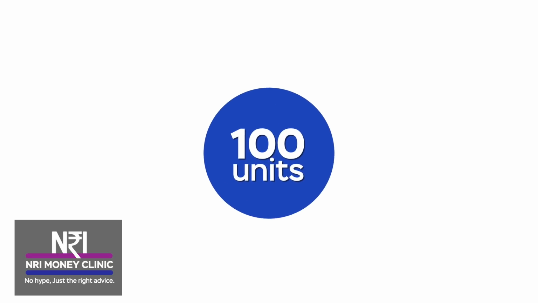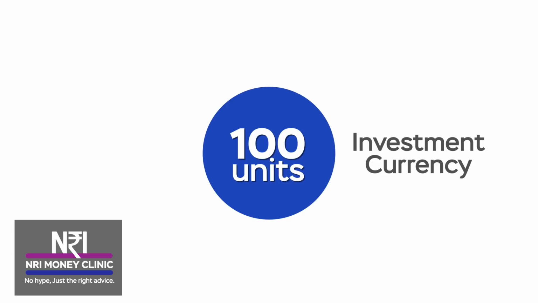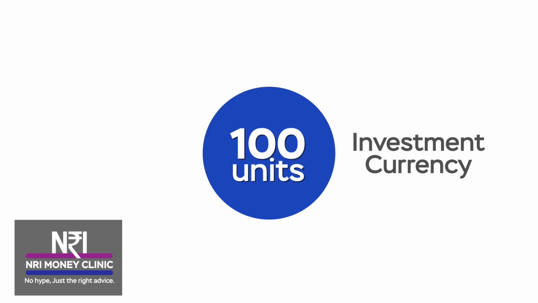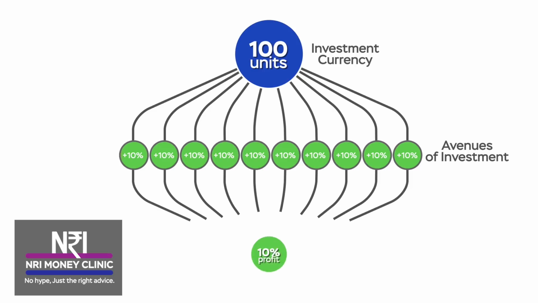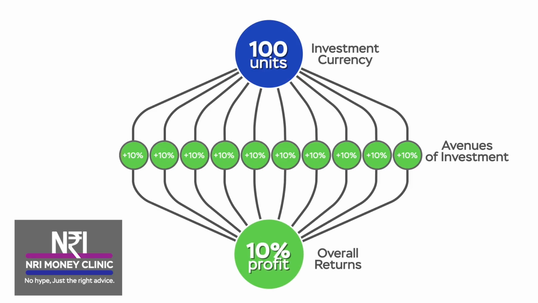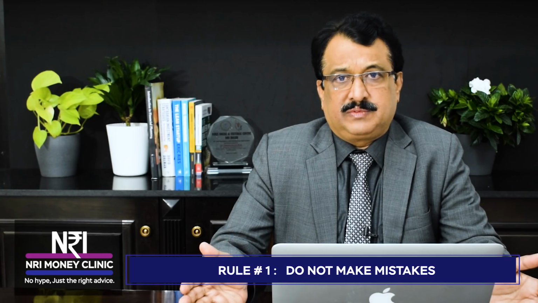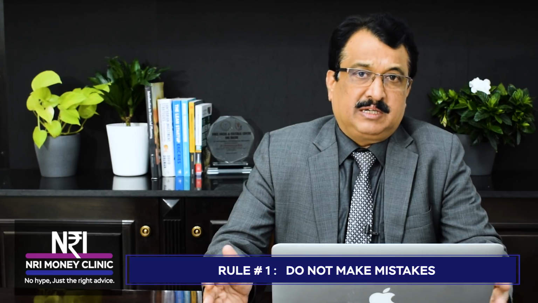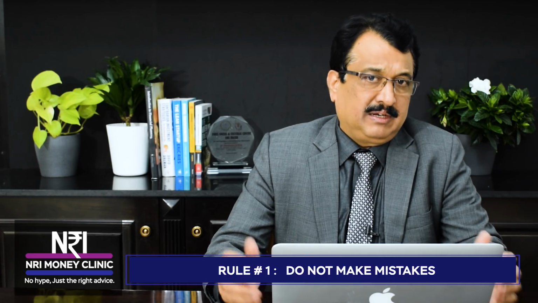Let's imagine you have 100 units of investment currency. It could be dollars, GBP, rupees or whatever it is. And your aim is to generate a 10% return. And you put this as a diversification into 10 different avenues of investment. Could be different shares, different mutual fund schemes, FDs, whatever it is. Now, if all of them do very well and you generate 10% profit, it's working very well.